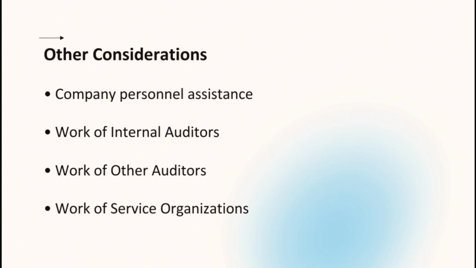Work of other auditors. In situations involving multiple auditors, for instance, for different subsidiaries or segments of a large organization, the external auditor might consider the work performed by other auditors to avoid duplication of effort. Again, the quality and the objectivity of the other auditors' work must be evaluated. Service organizations. If the client uses a service organization, for example, for payroll processing or IT services, the external auditor might need to consider the controls of those organizations to assess the overall risk. So, in summary, this slide emphasizes that efficient and effective audits often involve leveraging existing work and resources, but this requires careful evaluation of the quality, competence, and objectivity of the sources.